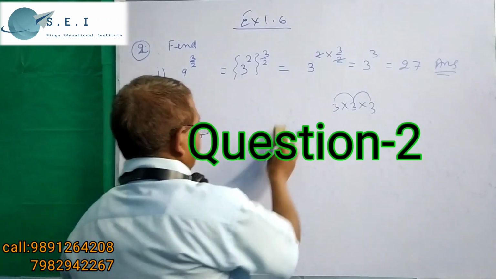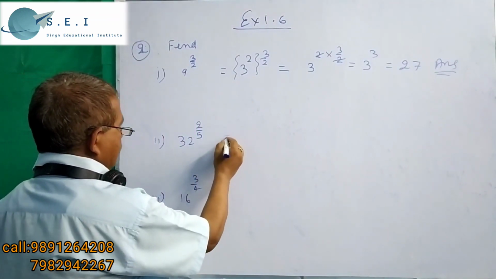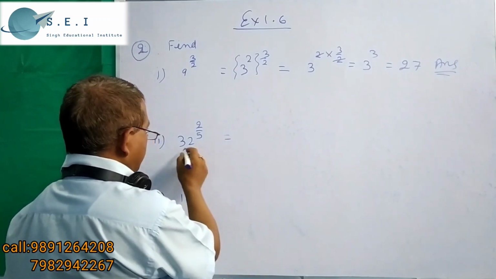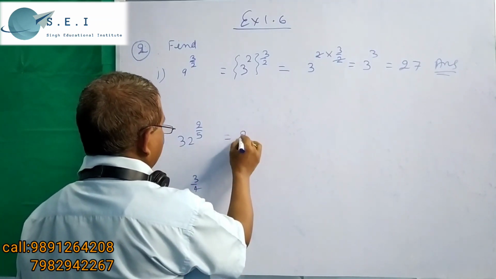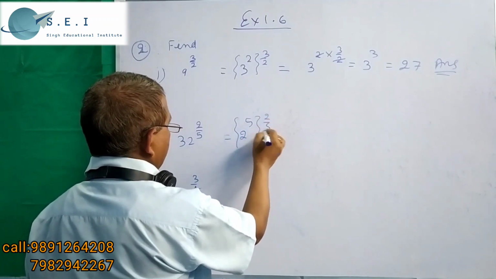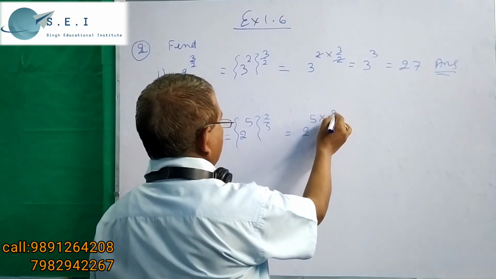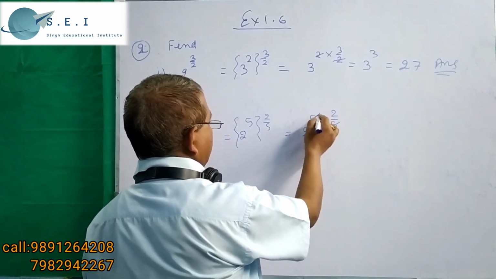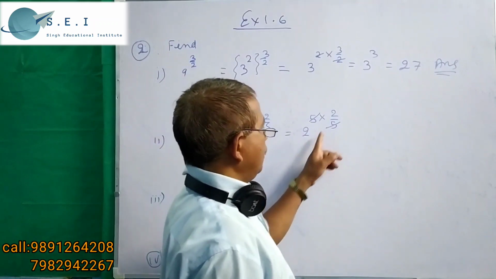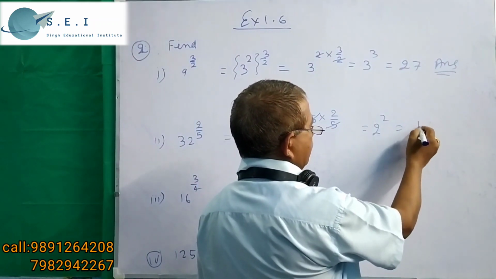Next, second part of question number 2 is 32 to the power 2 upon 5. 32 is written as 2 to the power 5, to the power 2 upon 5. So this is 2 to the power 5 into 2 upon 5. 5 and 5 get cancelled out. 2 square. The answer of 2 square is 2 into 2, which is 4.